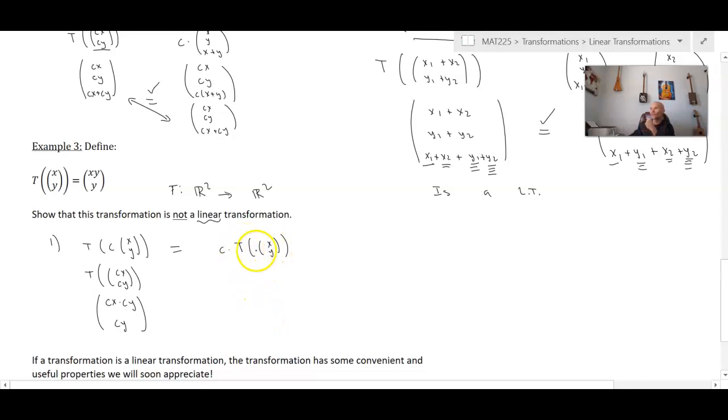Do we get the same answer if we transform first and then scale? Let's find out. If we transform xy, well, the top component is going to be the product of the two components. The bottom component will be the same as the original bottom component. And now when we scale, we get cxy on top and cy on the bottom. Now notice that here we have c times c, which is c squared. So this is actually c squared xy and cy. And you can see that these two are not equal to each other. So this property fails.